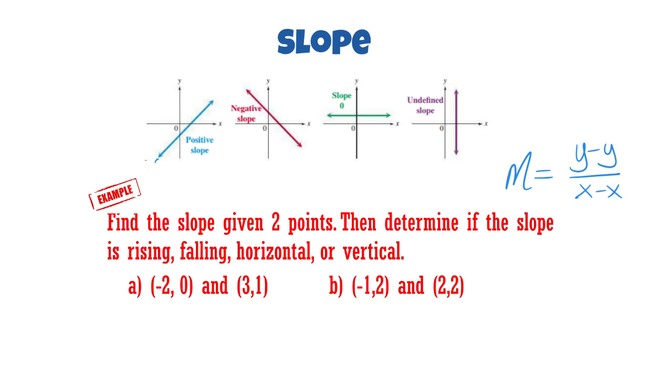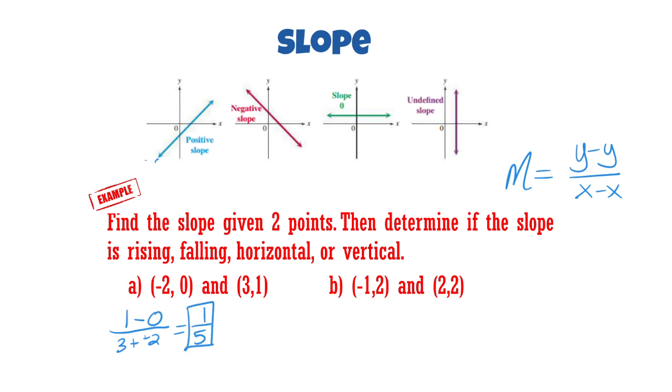So on this first example, A, I've always said it doesn't matter which point you start with, you just got to be consistent. So I'm going to start with the 1 because that's a y. I'm going to do 1 minus 0. That's my y minus y over 3 minus negative 2. Right? Change those signs, and it looks like my slope is 1/5.